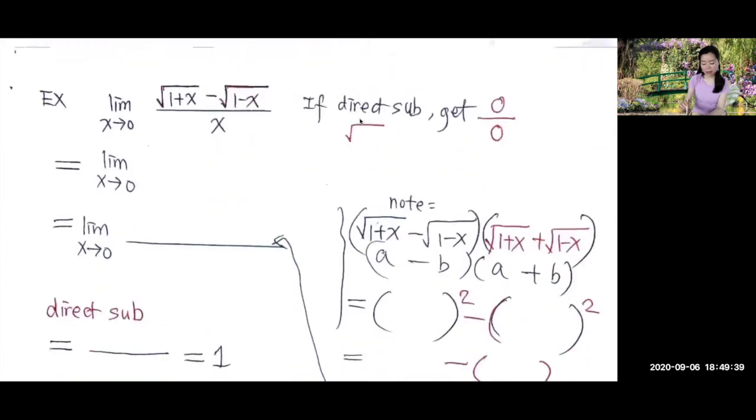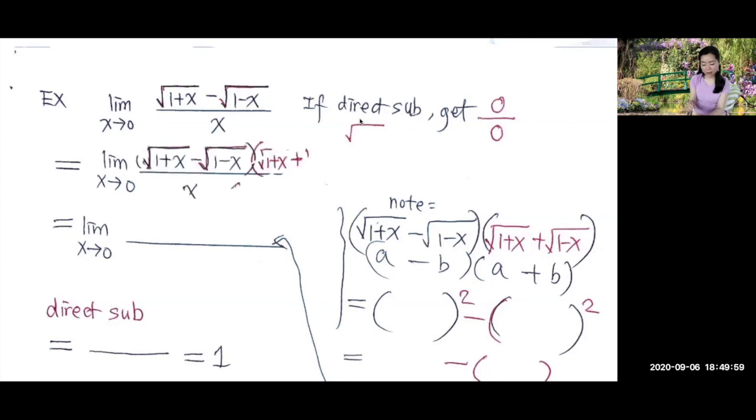Next example, limit of this quotient. Again, direct substitution gives you 0 over 0, which is an indeterminate form. And you see this radical over here. So you're trying to rationalize it by multiplying by the conjugate.